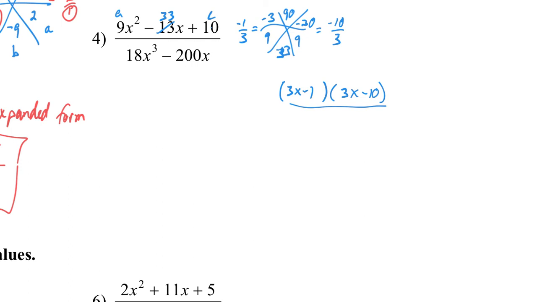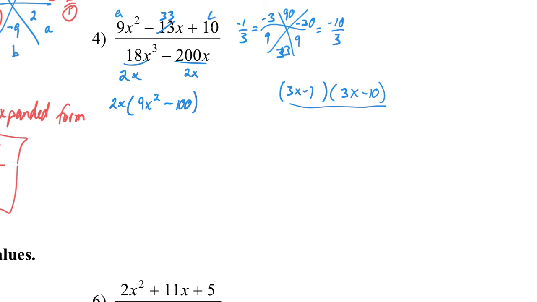Now the denominator is where things get pretty interesting. What can we factor out of both of these numbers here? So I can take 2 and an x. Right? So the 2x will be my common factor in front. 18 divided by 2 will be 9. X cubed becomes x squared. Negative 200 divided by 2 will be negative 100. The x's cancel. So there we go.